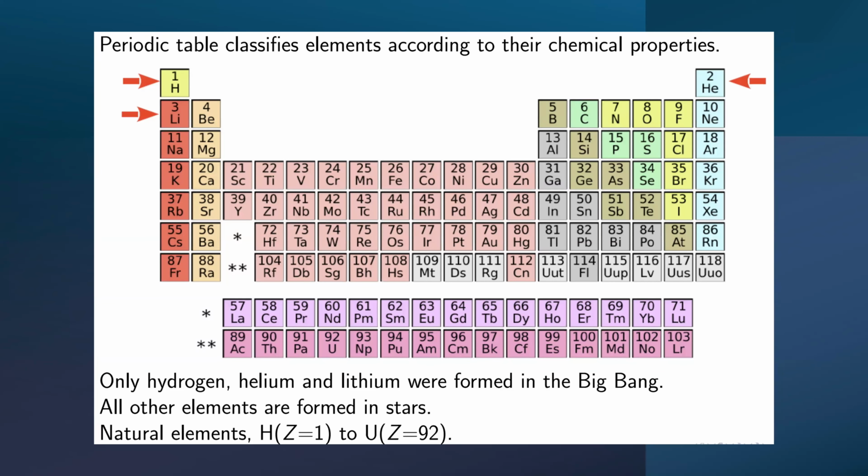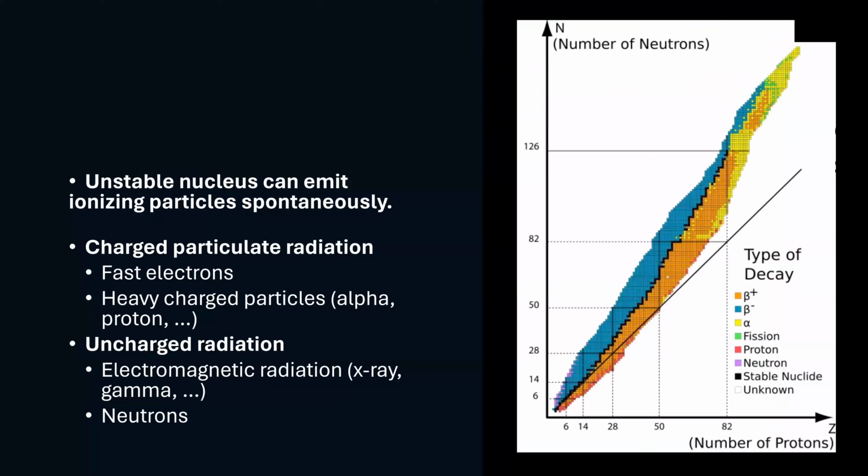So again, this is the periodic table. All you need is hydrogen. You add another proton to it, you have helium, another proton, lithium, and you go on till number 92, uranium. And after number 92, neptunium, plutonium, these are all man-made elements. They don't exist in nature.